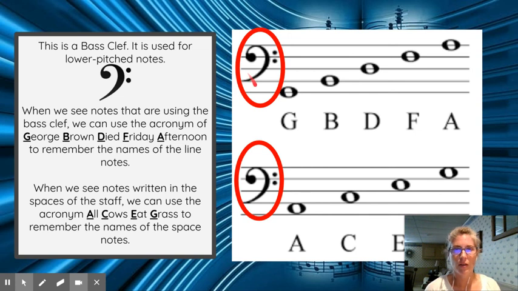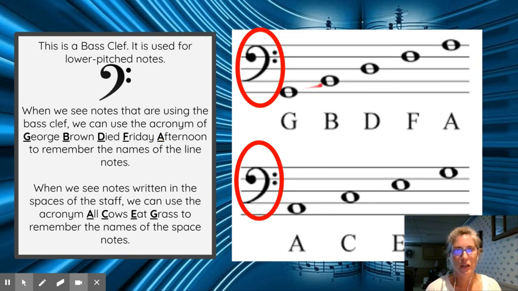The bass clef means that all of this music here is written for sounds that are low in pitch instead. And we use this acronym for these notes. We start on G, which is the bottom line. I like to say G, B, D, F, A, or we can use this acronym, George Brown died Friday afternoon, to remember the names of the lines. And again, it's just something you have to remember. You have to practice and be able to say that in your memory.